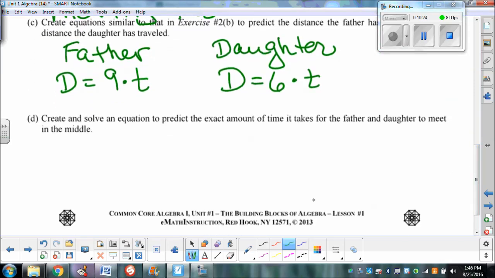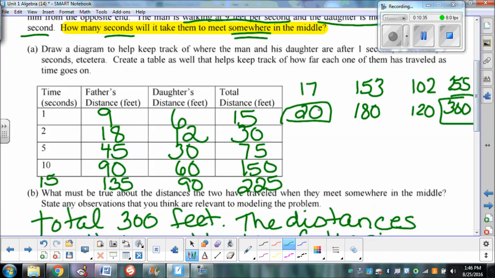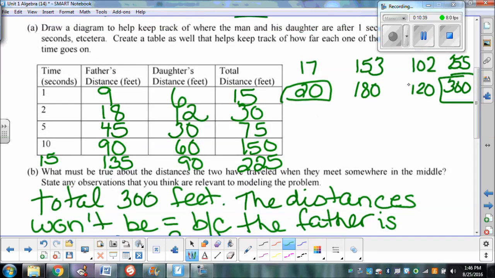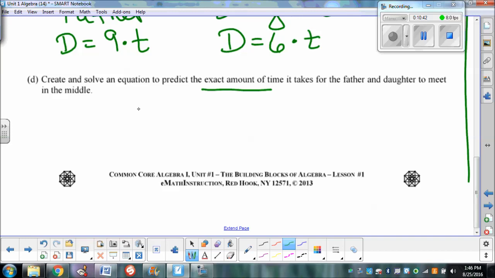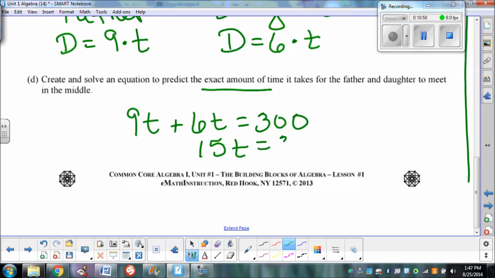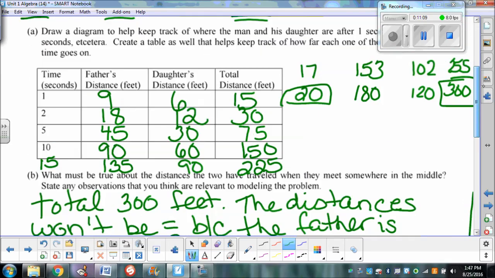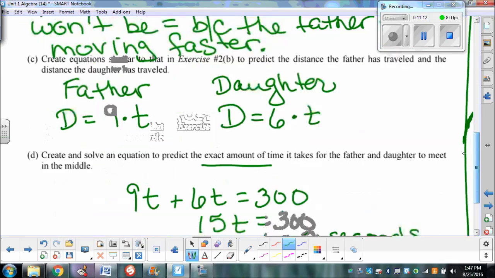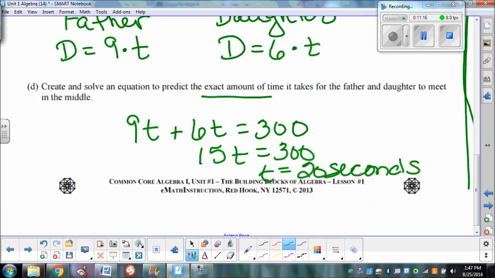Okay. So now it says create and solve an equation to predict the exact amount of time it takes for the father and daughter to meet in the middle. Well, we know when that happened based on our chart up here. They met in the middle after 20 seconds, but this was sort of our model. They want us to now come up with an equation. Well, we have it. Okay, so when does 9t plus 6t, the father's plus the daughter's, when does that equal 300? So combining like terms and dividing by 15, we end up with that number that we came up with in our chart. Okay, so tables are awesome up here to be able to come up with our answers, and sometimes we've got to be able to then generalize and put it into an equation and do some algebra.